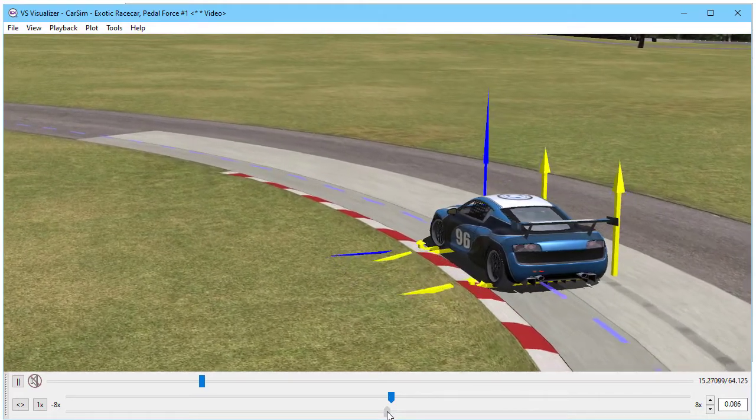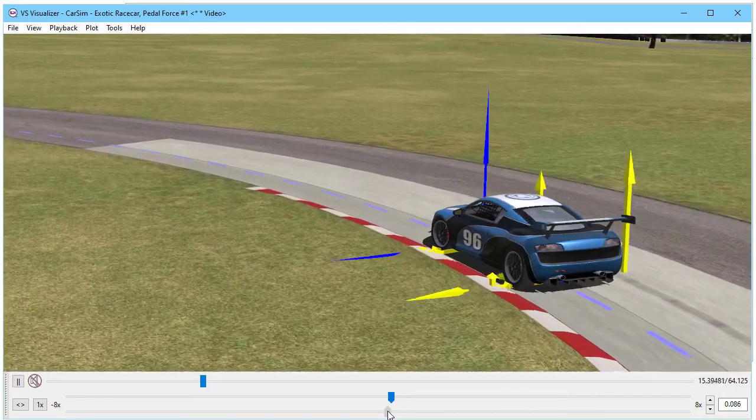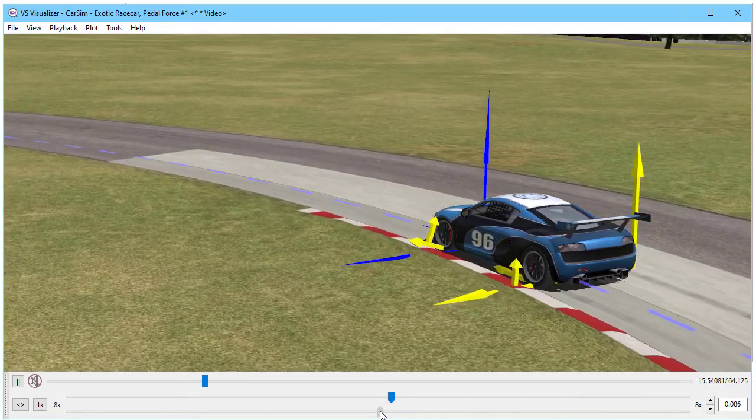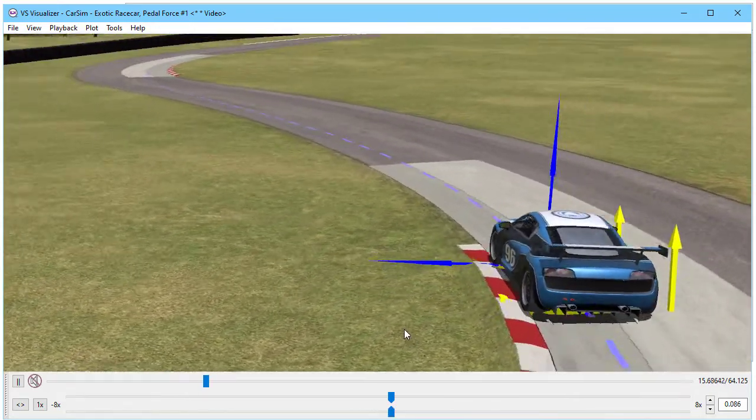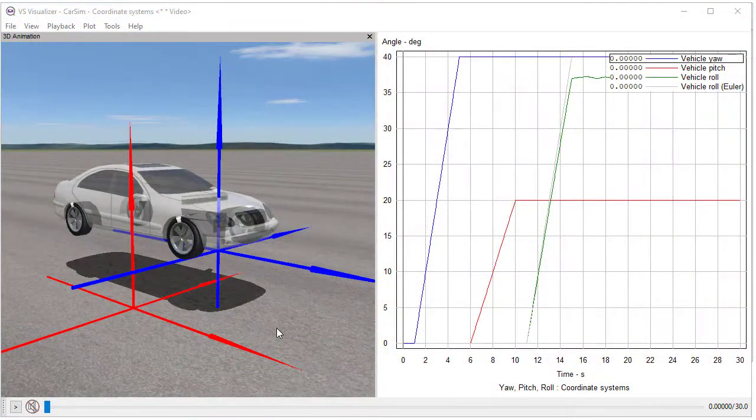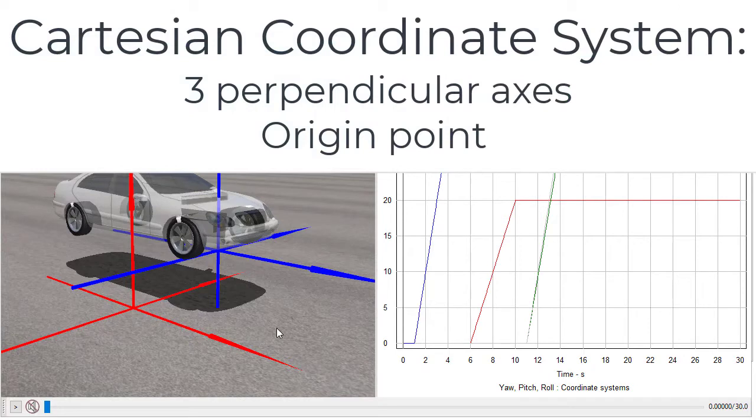For example, in this simulation at the racetrack, we have arrow vectors showing 5 different coordinate systems, one for each tire and the blue one for the vehicle Sprung Mass. Now, a Cartesian coordinate system has 2 parts. It has a set of axes that are perpendicular to each other and a point of origin.